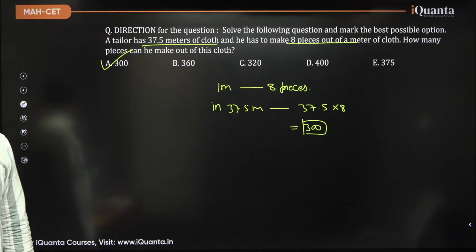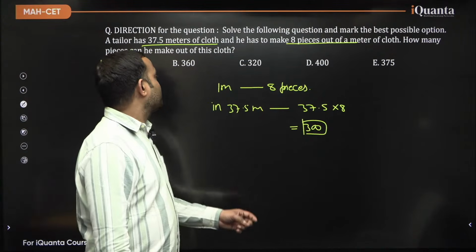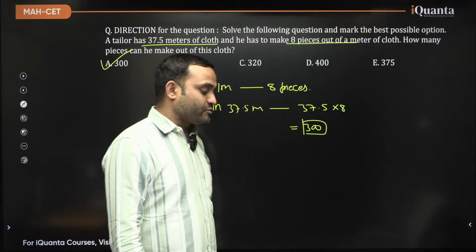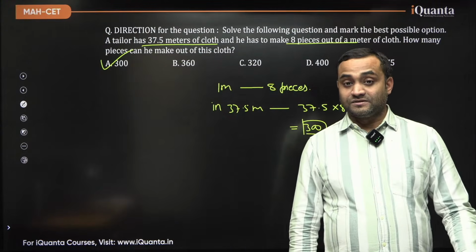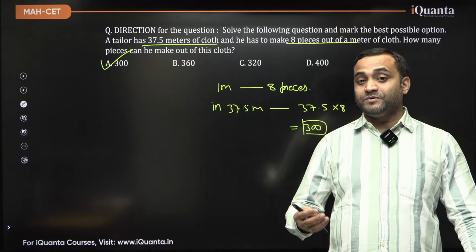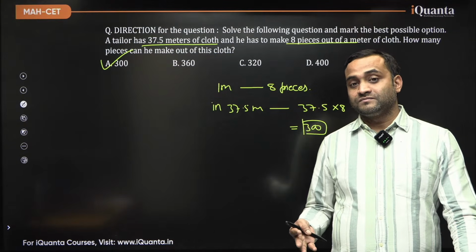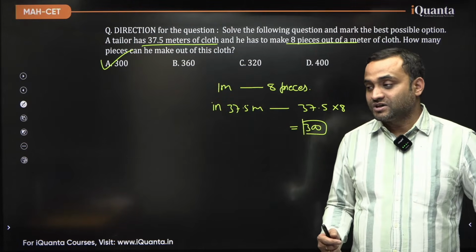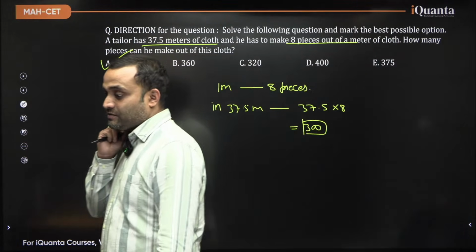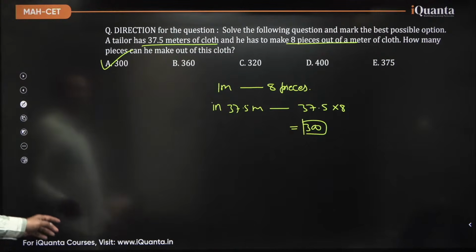Shandesh, it's not option E, it will be option A, okay? 37.5 meters, per meter 8 pieces. So 2 meters 16 pieces, 3 meters 24 pieces. So if it's x meters, it will be 8x pieces, okay? So 37.5 into 8, which is 300 pieces.